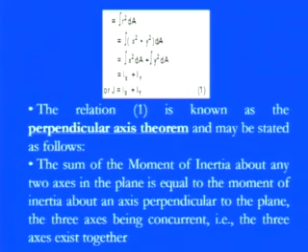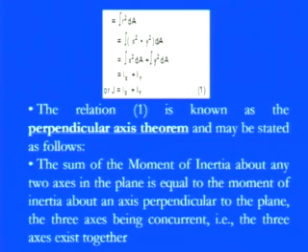It is stated like this: the sum of the moments of inertia about two axes, x and y, in the plane is equal to the moment of inertia about an axis perpendicular to the plane, that is the polar moment of inertia, Z. But the condition is that all three axes must be concurrent, that means they must exist together at a particular point in the plane, so that we can say Z is equal to Ix plus Iy. This theorem is only valid when they are concurrent.